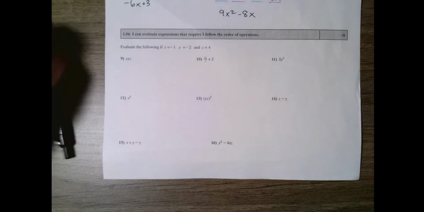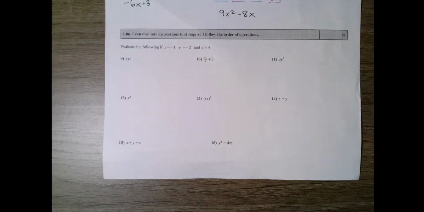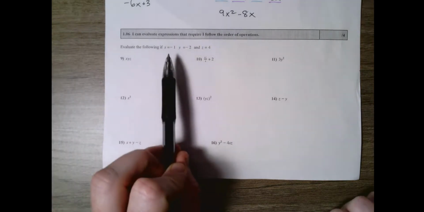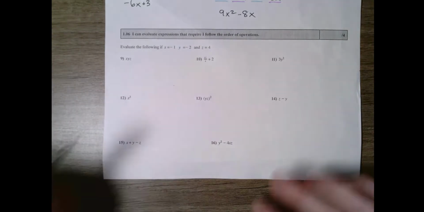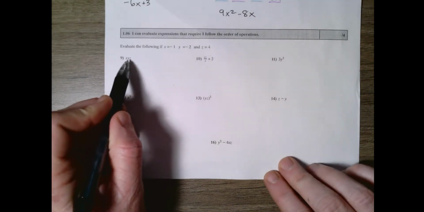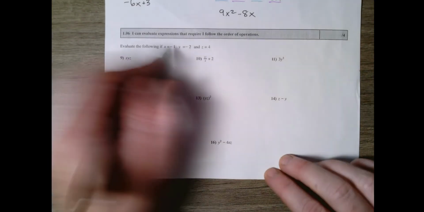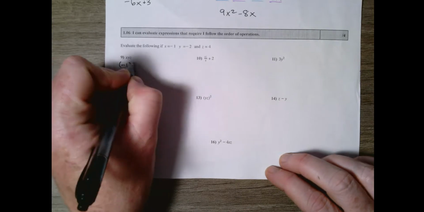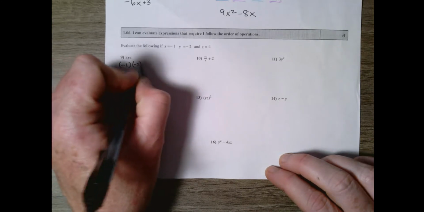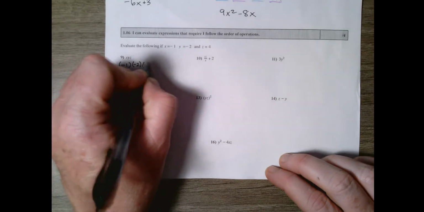I can evaluate expressions that require I follow the order of operations. Okay, and we're being asked to evaluate by plugging some values in. So we have x times y times z. So I have x, y, and z is 4.